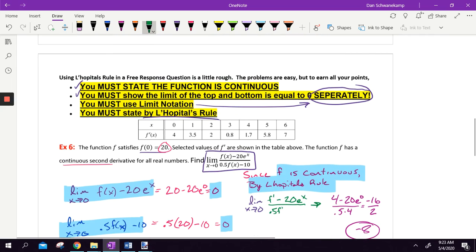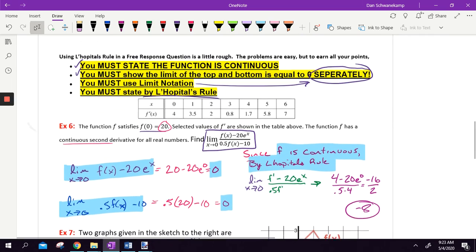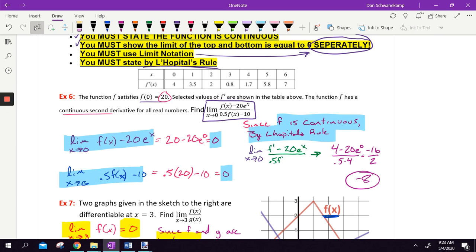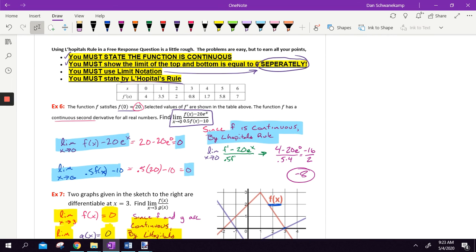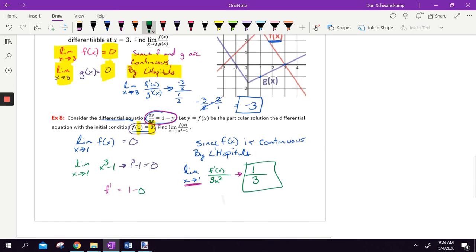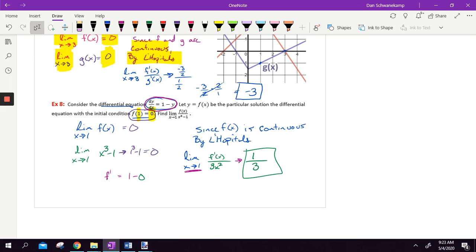And then remember, you have to show these 3 things when you see L'Hopital. If it's a free response question and it's a limit of a fraction, there's a real good chance it's L'Hopital's rule. So take the limit of the top with notation and show that it's 0. Take the limit of the bottom and show that it's 0. And then say your functions are continuous, and then by L'Hopital's rule, and then do it. Just be careful with it. It's a place where you can easily get full credit or easily get no credit just by not putting what you need.